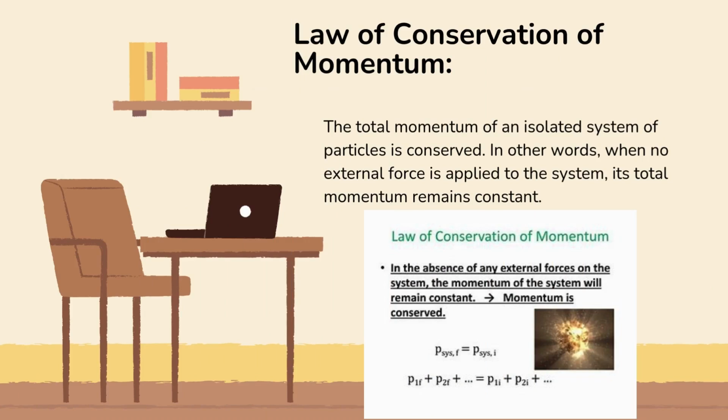Next is law of conservation of momentum. The total momentum of an isolated system of particles is conserved. In other words, when no external force is applied to the system, its total momentum remains constant.